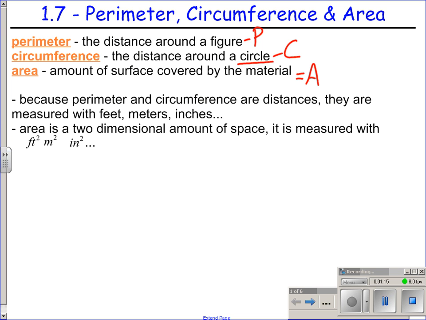Perimeter and circumference are distances, so we use just normal units of length. A lot of times they're shorthand: feet, inches, meters. Area, like it says, is a two-dimensional measure. So we have square feet, square meters, inches squared, a couple of different ways to say it.